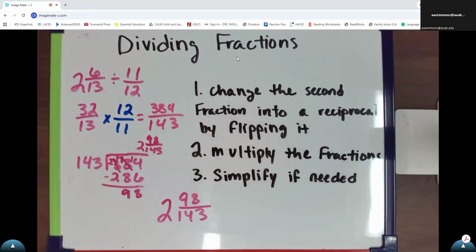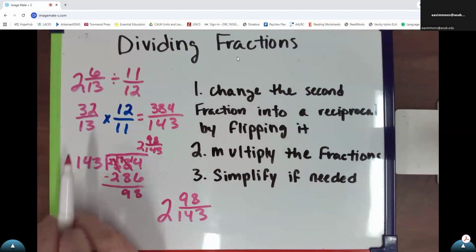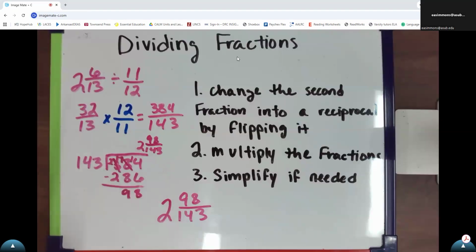143 is divisible by 143, 13, and 11. Since it was multiplied by 2 prime numbers, those are the 2 factors that go into it. And 98 is not divisible by 13 or 11, so this fraction is simplified as much as it can be. Sometimes our simplified fractions are big numbers.